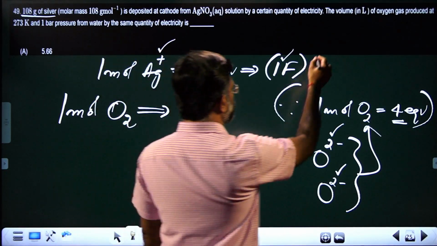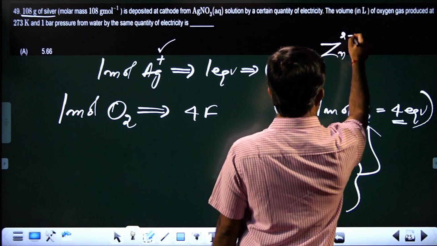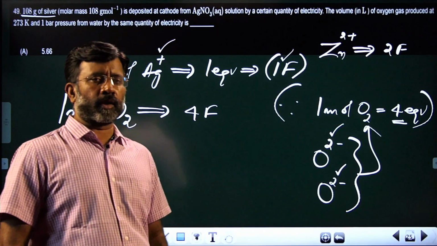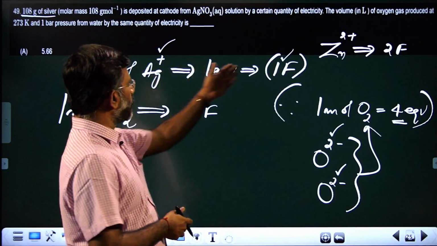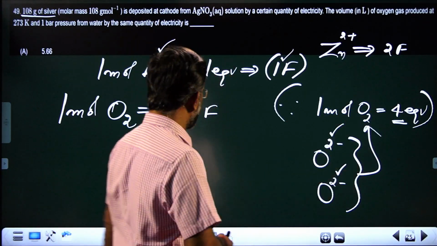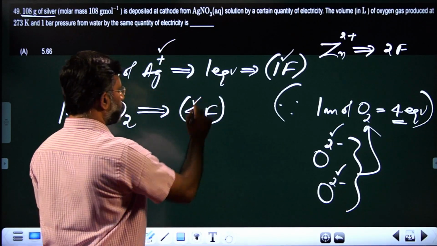Suppose you are dealing with zinc. It is N factor 2. 1 mole will require 2 Faraday. So 1 mole zinc requires 2 Faraday. 1 mole silver requires 1 Faraday. 1 mole oxygen gas requires 4 equivalent, that is 4 Faraday.